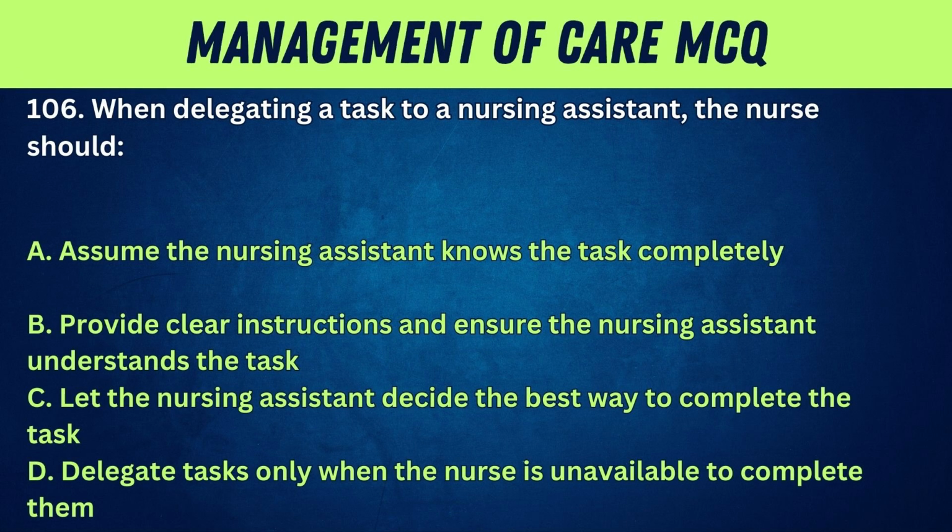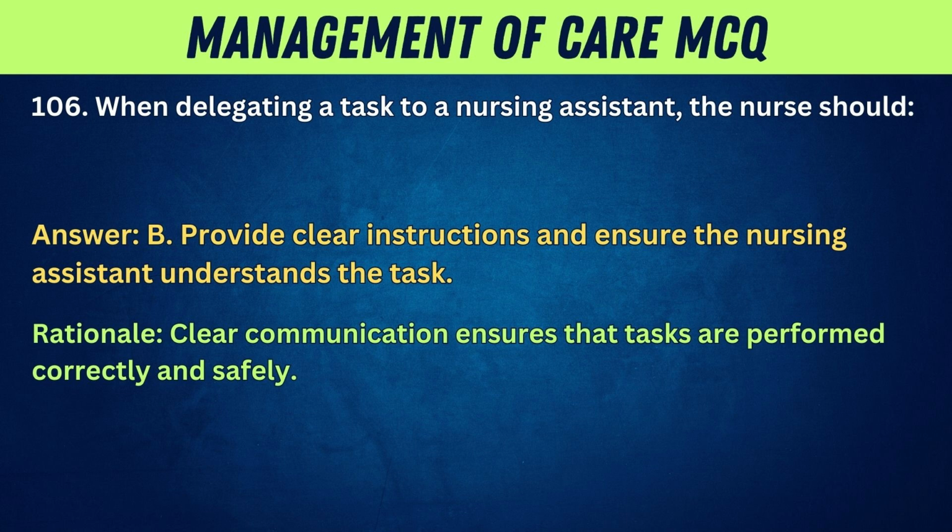106. When delegating a task to a nursing assistant, the nurse should: A. Assume the nursing assistant knows the task completely. B. Provide clear instructions and ensure the nursing assistant understands the task. C. Let the nursing assistant decide the best way to complete the task. D. Delegate tasks only when the nurse is unavailable to complete them. Answer: B. Provide clear instructions and ensure the nursing assistant understands the task. Rationale: clear communication ensures that tasks are performed correctly and safely.